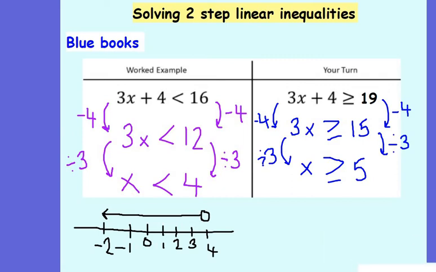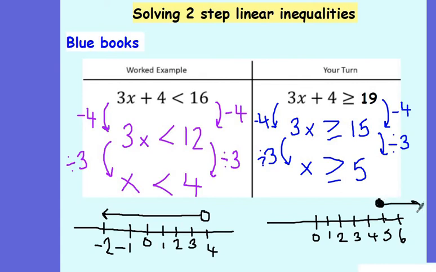If I was going to draw that on a number line, here's my number line, here's 0, 1, 2, 3, 4, 5, 6. We know that the value of x can be 5 or anything bigger. So if x was 6, let's check if it works. 3 times 6 would give me 18, plus 4 would give me 22. 22 is bigger than 19, so it would work.